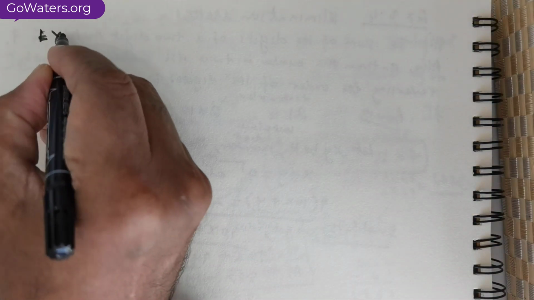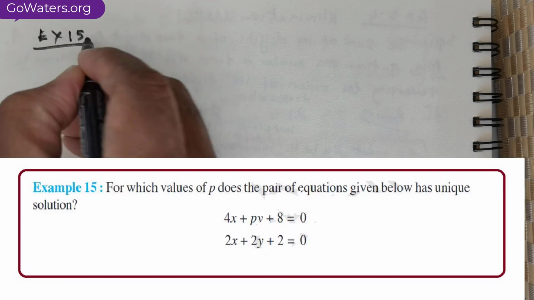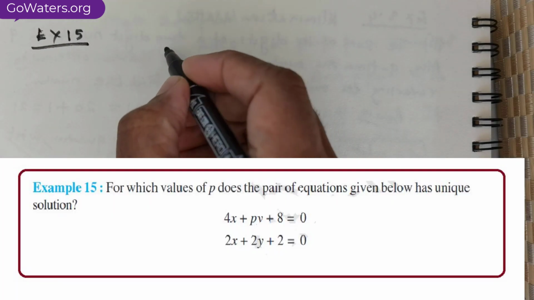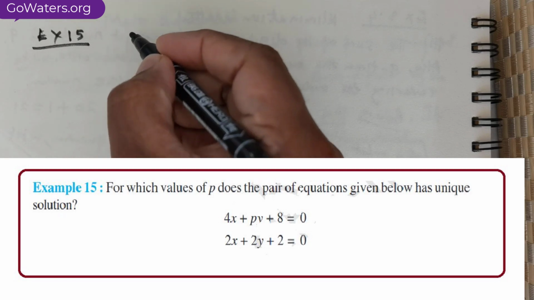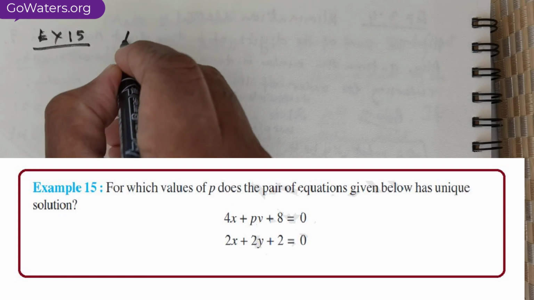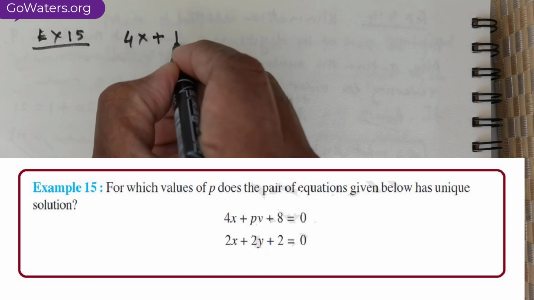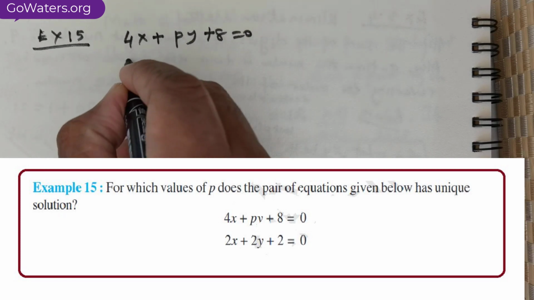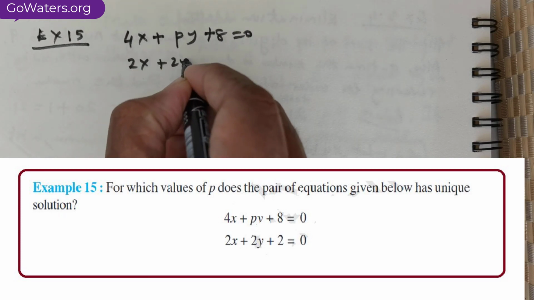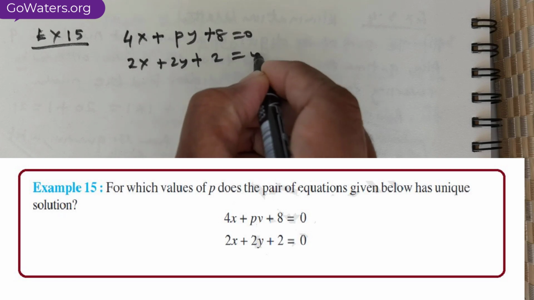Now this is an interesting question. This is example 15. The question reads as follows: for what values of p does the pair of equations given below have a unique solution? So we have a system given: 4x + py + 8 = 0, and 2x + 2y + 2 = 0.